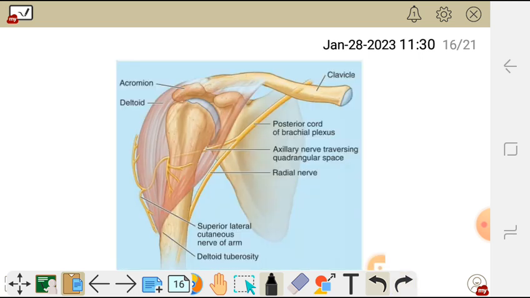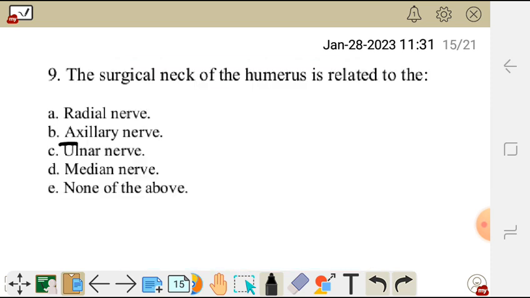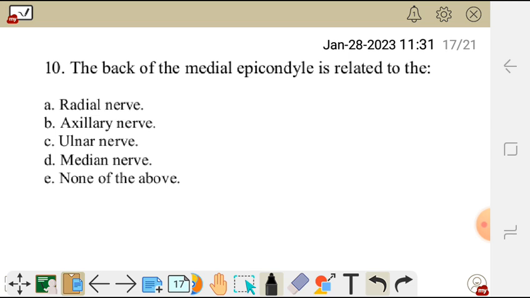As you can see in this diagram, this is the humerus, and the surgical neck is somewhere there. On the surgical neck, you would see the axillary nerve passing. So this axillary nerve is related to the surgical neck of the humerus. And we have the radial nerve, which is far from the surgical neck. So the correct answer is the axillary nerve. So we move on to question 10.